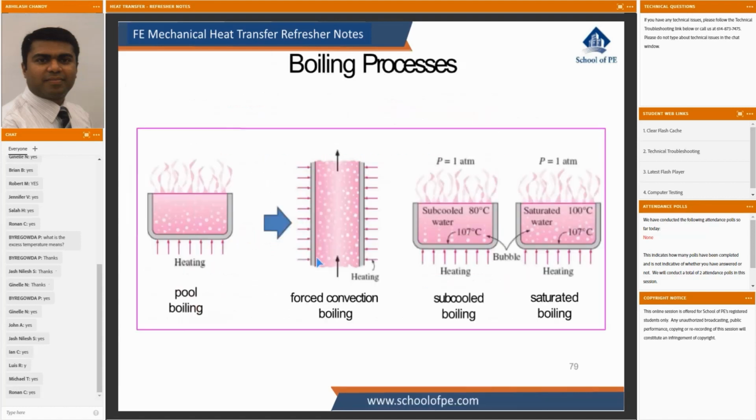So there are two types of boiling here. One is pool boiling, where there is no flow involved. So if you have just a container filled with water which is not moving at all, and you're just heating it up, this is called pool boiling. This is what you typically do when you heat up a pot of water at home. Now, forced convection boiling means, let's say you have water flowing in a pipe. Here they have shown it from bottom to top, and you're heating it on the sides. So this means it's actually flowing and it is boiling at the same time. So this is forced convection boiling.